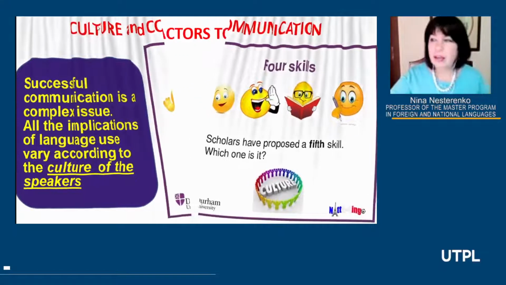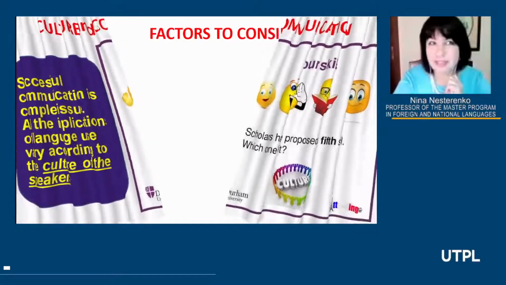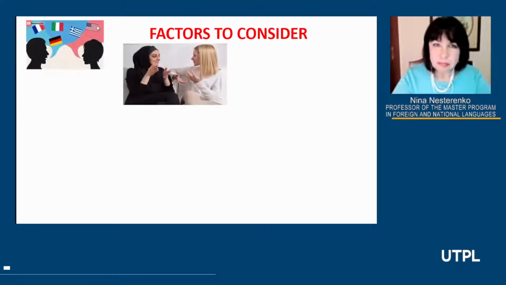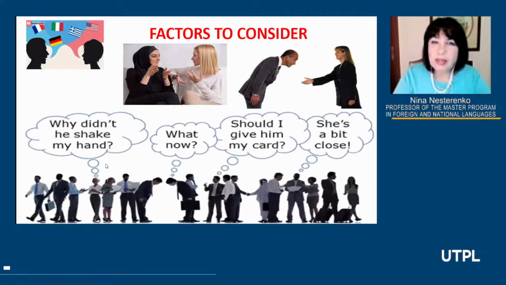That's why a great responsibility lies upon us, teachers of foreign language, to share or provide at least the basics of cultural differences and help our students become more successful communicators and speakers. So here we have factors that we need to consider when we teach English and when we communicate cross-culturally. In this slide, you can see that these people have misunderstandings, interpreting body language and gestures.